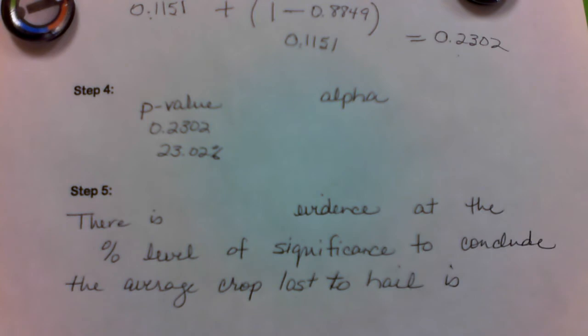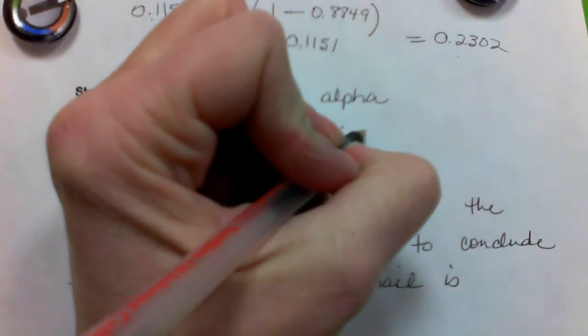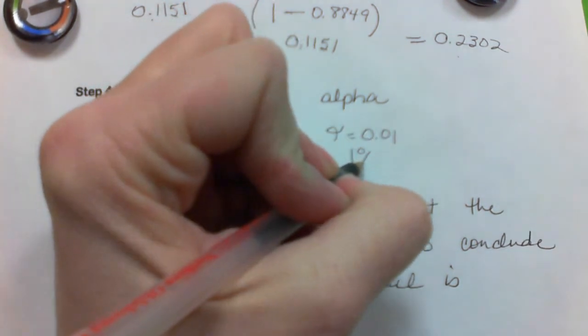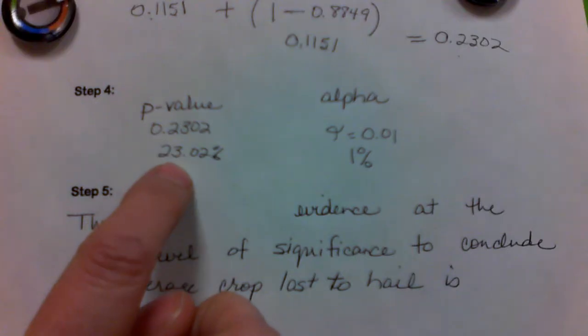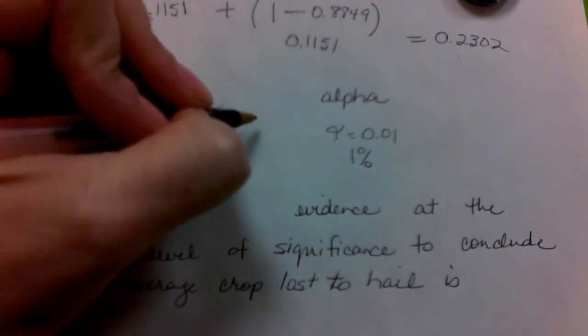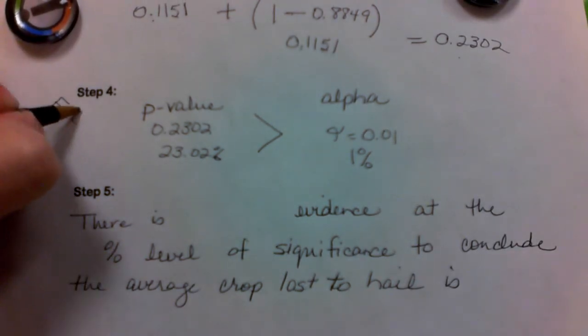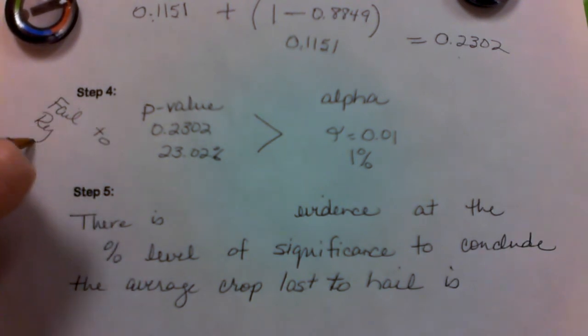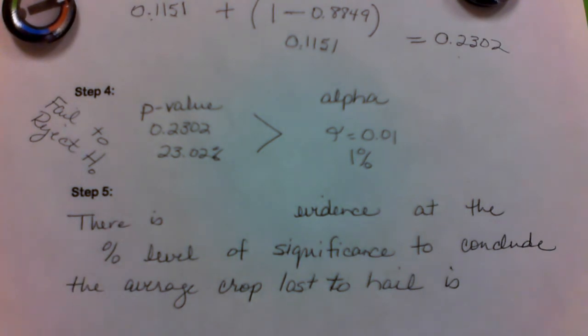So I go back to the book, and it says use alpha of 0.01 or 1%. This is how willing I am to make a type 1 error. This is how often I'm going to make an error. So since this is greater than, we again will fail to reject the null hypothesis. So what that means is we cannot reject the null and embrace the alternate. We've absolutely, at this point, haven't proven anything.